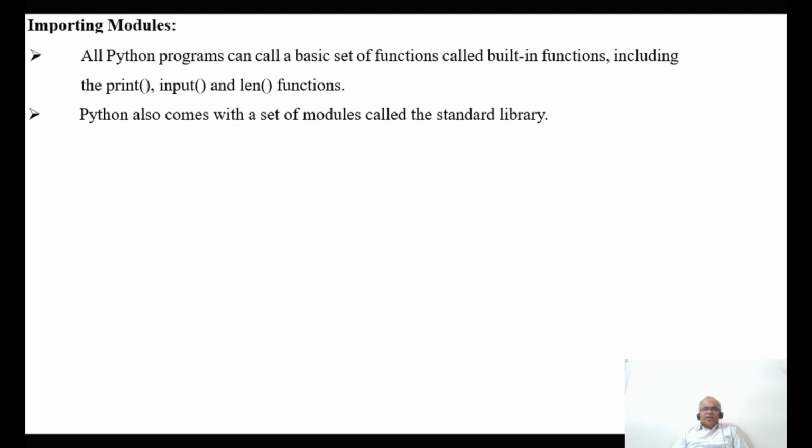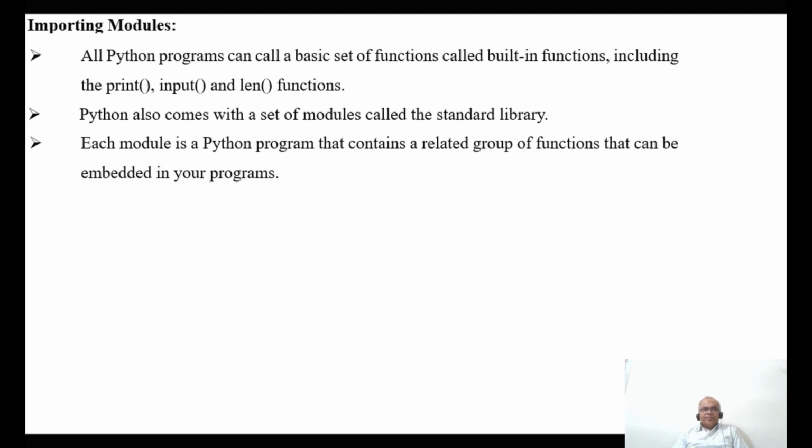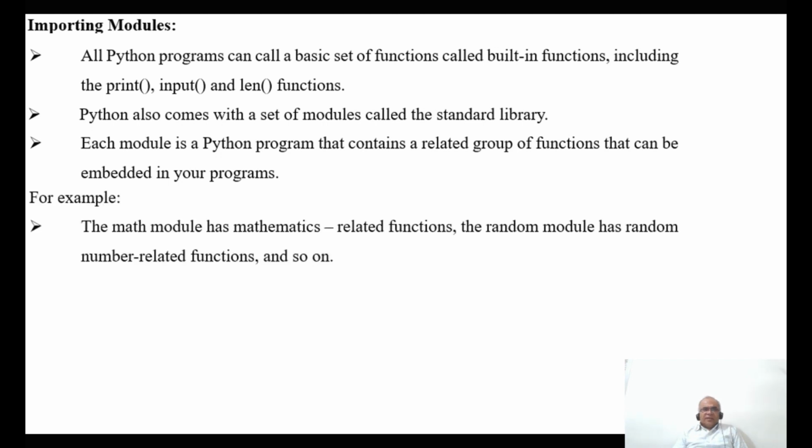Python also comes with a set of modules called the standard library. Each module in a Python program contains a related group of functions that can be embedded in your program. For example, a math module has mathematics related functions. Similarly, a random module has random number related functions and so on.